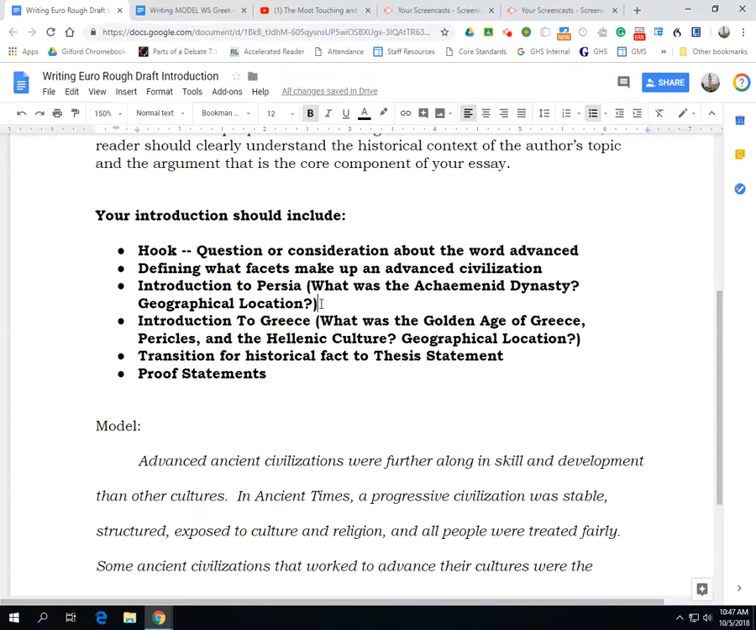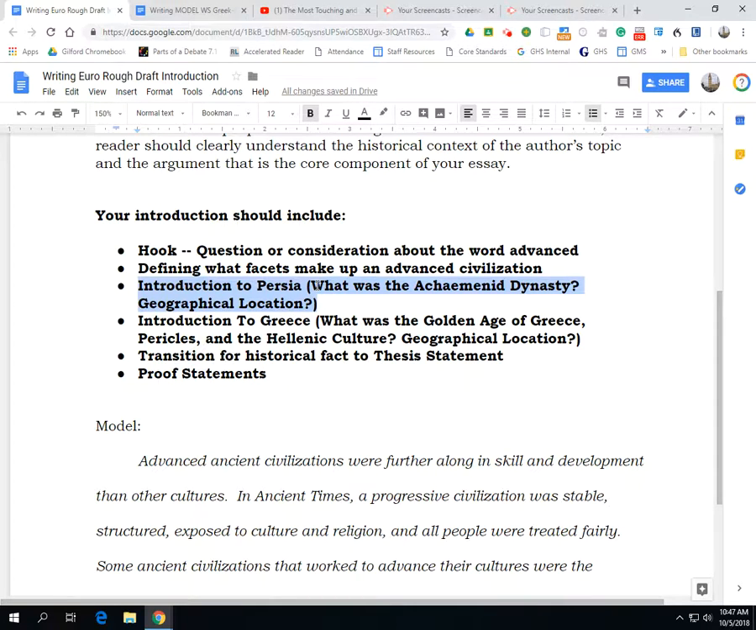So, the first thing you need to do, and this is going to vary depending on what side you chose. Most of you chose the side that Persia was more advanced. So then you would describe Persia first. It's going to have to follow the train of your thesis. I know it sounds strange, but it really should. So, if I were to argue that Persia was more advanced, I should introduce Persia to my reader first.